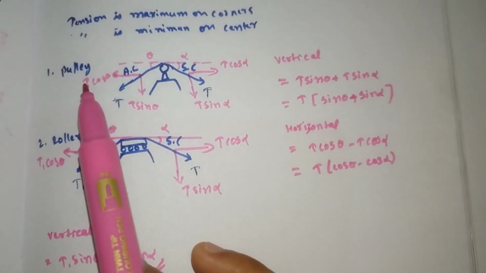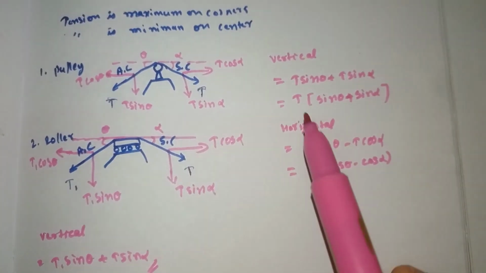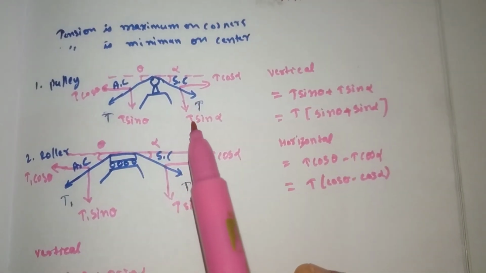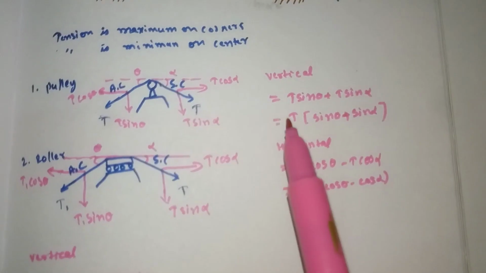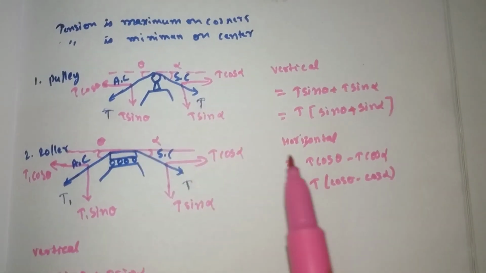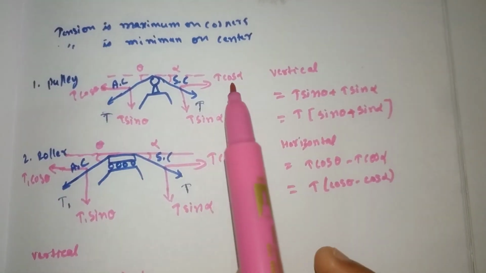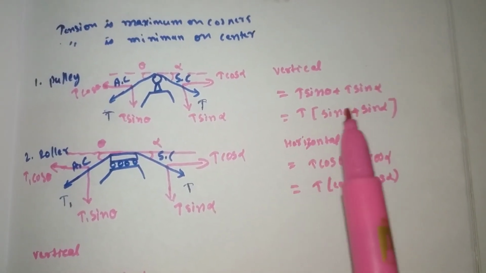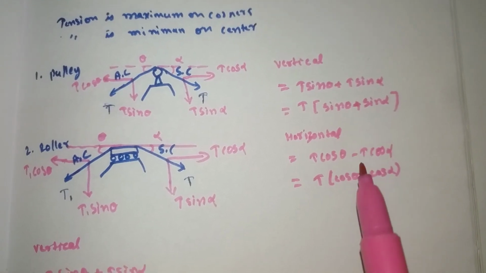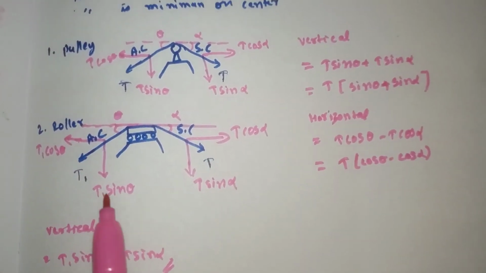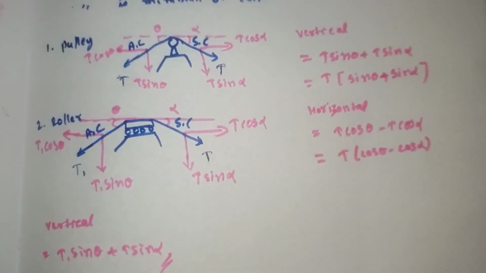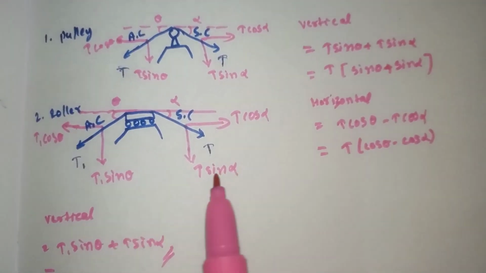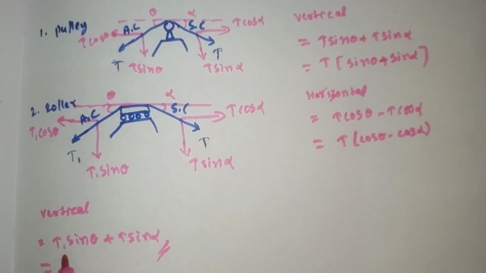In case of pulley, we'll get both vertical and horizontal forces. The vertical forces are T sin theta and T sin alpha. These two are the vertical forces, and the horizontal forces are T cos theta and T cos alpha. T is common on both sides, so I have taken T outside, and the remaining is this. In case of roller only vertical force will exist because horizontal will get cancelled with each other. So here the vertical forces are T1 sin theta as well as T sin alpha. So I have written here.